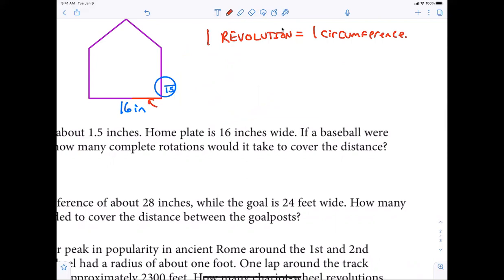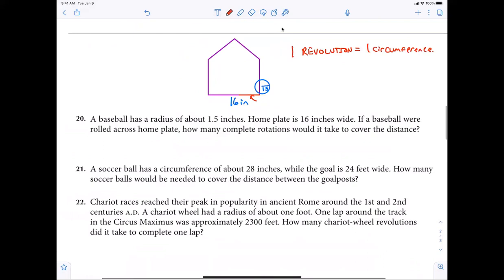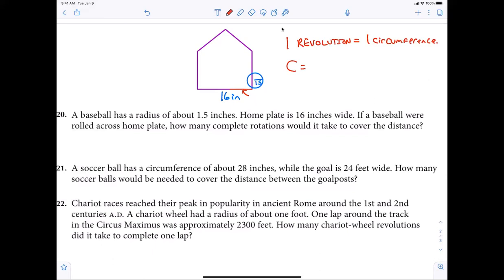So I need someone, no, not someone. I need Evan to tell me the circumference of the baseball. What's the circumference of the baseball going to be? Evan? Hi. So I got 9.425. Yeah, but I'm not saying you're wrong. I'm saying how did you get that, though? Oh, well, since it's the radius, you have to multiply 1.5 times 2 to make the diameter, and then you get 3. Right. There you go.